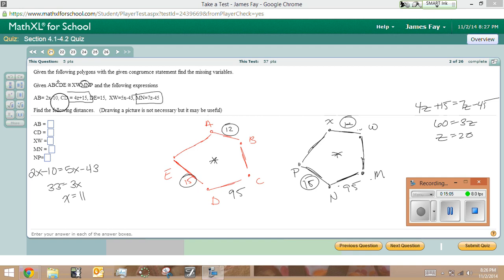And then the last one is DE. It's 15, last two letters there. And NP are the last two letters there. So DE and NP both have to be the same thing. DE is 15 and NP has to be 15.